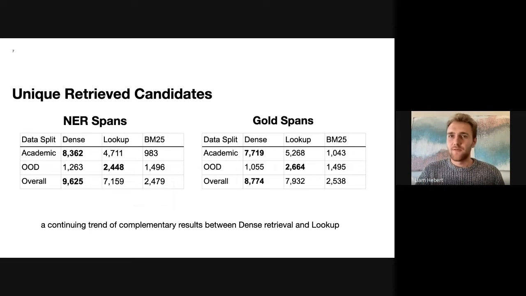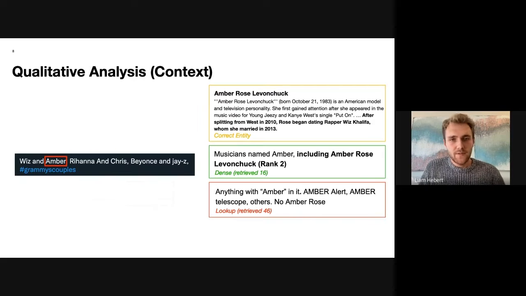Now, what is the nature of why they're complementary? Well, for this, we do a bit of qualitative analysis. We try to find what are the examples where dense does really well and lookup performs a little bit worse. So in this case, where there's a lot of context around, but it's still ambiguous, is this tweet on the left. Here we can see the dense retrieval correctly found the correct musician, whereas lookup can retrieve anything containing the word amber, such as Amber Alert and Amber Telescope, but still misses the correct entity. But looking at the description of the entity from Wikipedia, we can see there's a reference to the other entities that are mentioned in the tweet, allowing dense retrieval to find the correct thing.